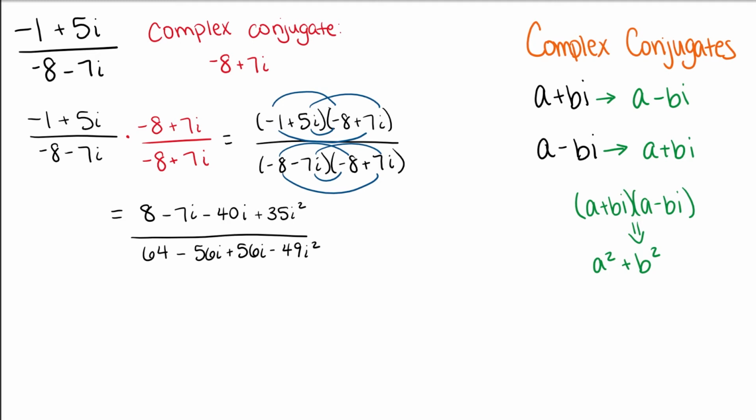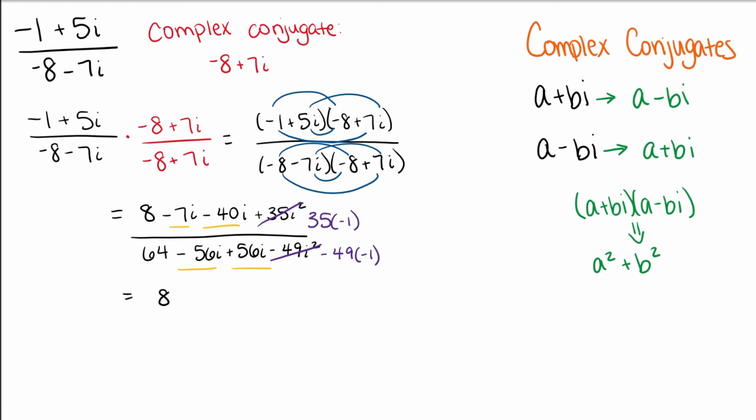We'll combine our like terms. So in our numerator, our like terms are negative 7i and negative 40i. In our denominator, our like terms are negative 56i and positive 56i. And then we'll rewrite our i squared as negative 1. So in our numerator, 35i squared becomes 35 times negative 1, and negative 49i squared becomes negative 49 times negative 1. So this is equal to 8.